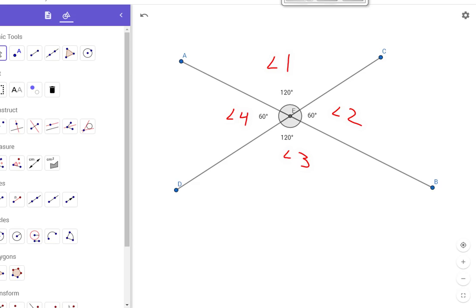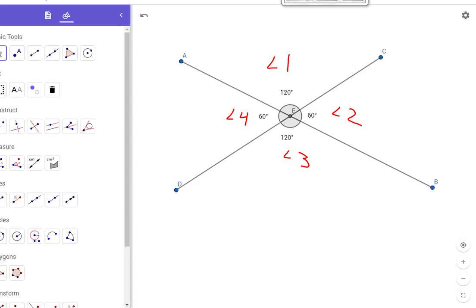The second thing I want you to notice is, what is the sum of angle 1 and angle 2? It's 180 degrees. How about the sum of angle 2 and angle 3? Again, 180. Angle 3 and angle 4, 180. Angle 1 and angle 4, 180. So when two angles add up to equal 180 degrees, we call those two angles supplementary.